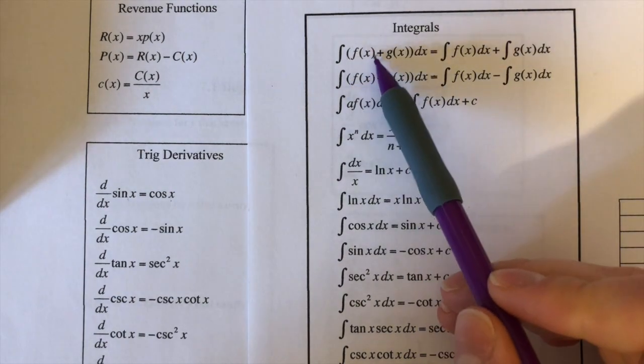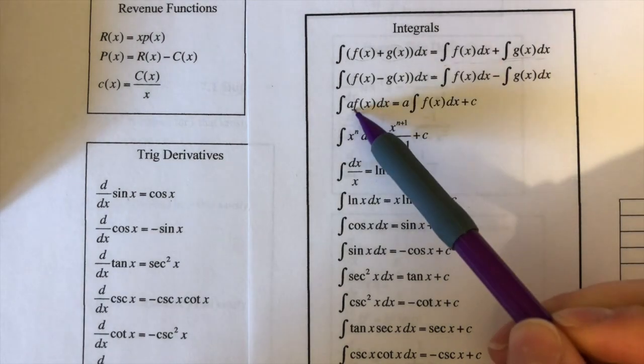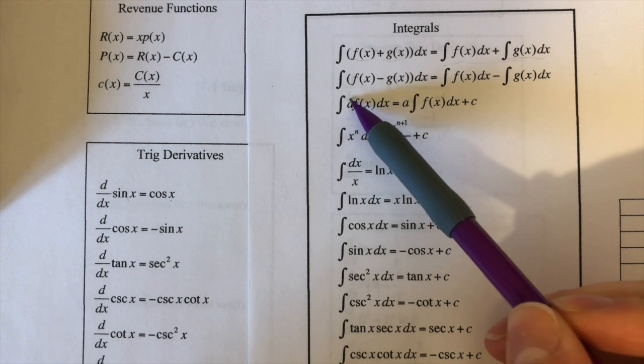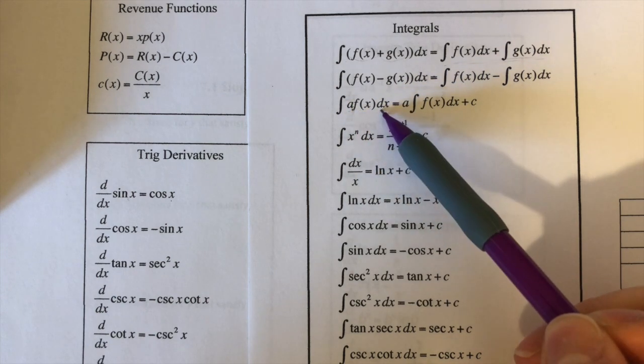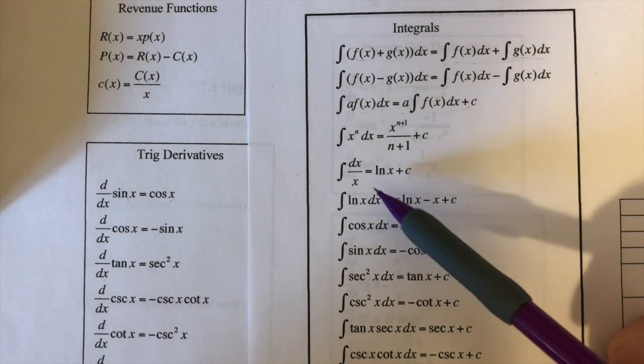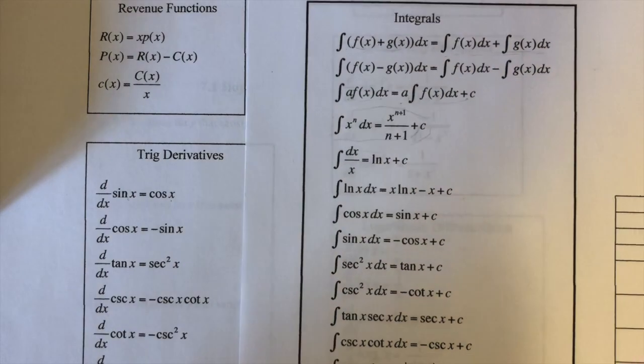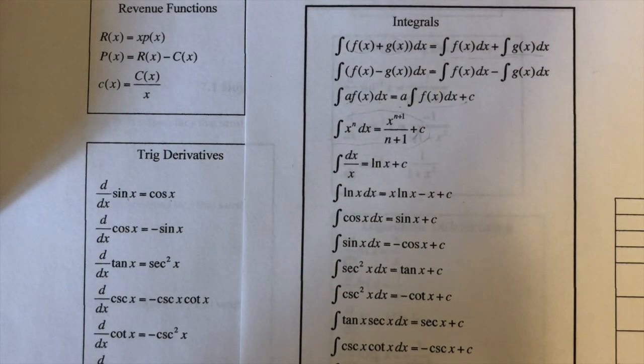Okay, so there's some of the rules that we've actually been using. If we're doing the integral of one function plus another function, we can split it into separate integrals. If we have an integral of a constant times a function, that constant can come out, and then we can do the integral of that function. This is actually something that we've been doing a ton without ever explicitly explaining the rule.